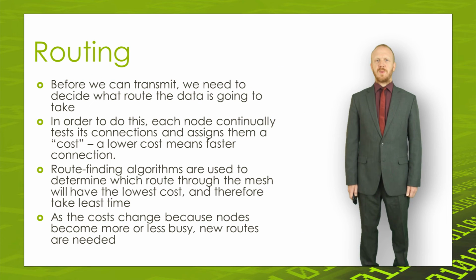For both packet switching and circuit switching, a route through the network has to be decided. So how does that happen? In order to choose the best route, each node continually tests its connection and assigns them a cost. A lower cost means a faster connection. Route finding algorithms are used to determine which route through the mesh will have the lowest cost and therefore take the least time. There are a range of these algorithms. We don't need to know any of them for this course.